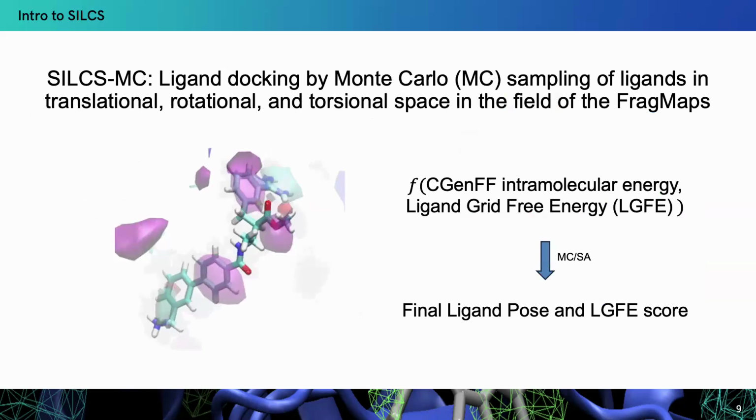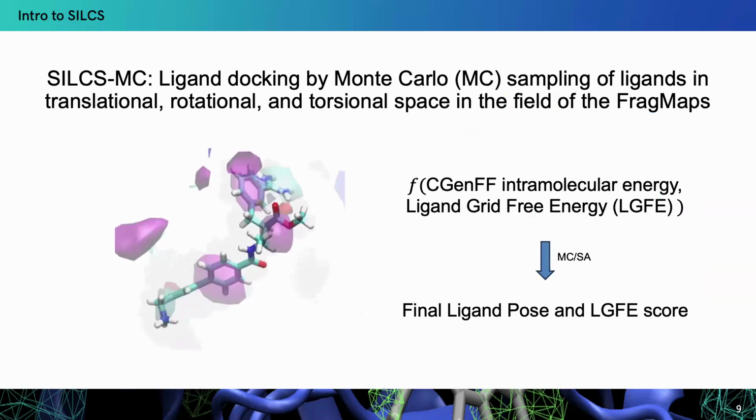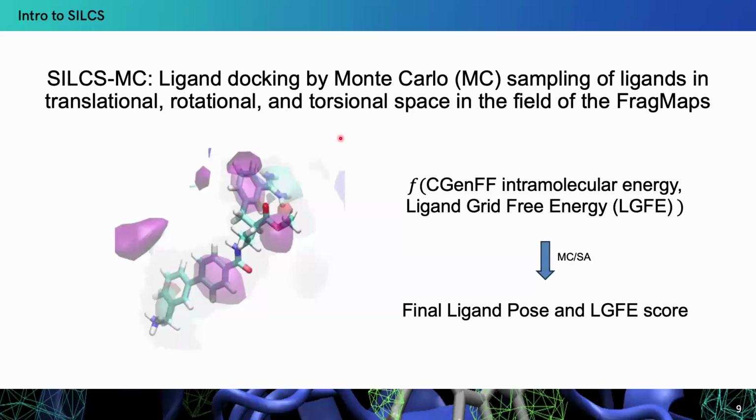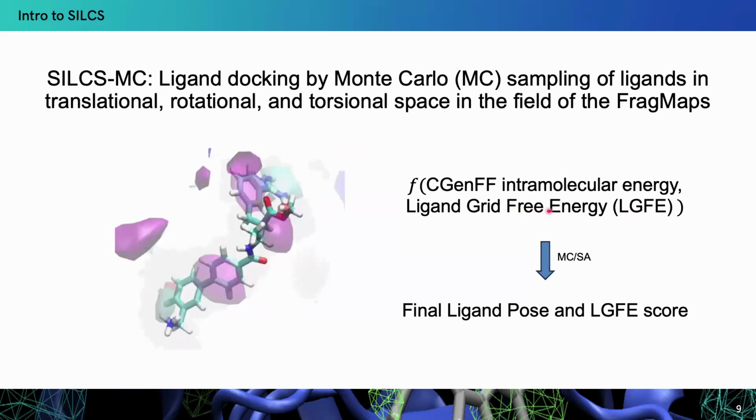The SILCS technology is not limited to overlaying ligands onto frag maps. We can also subject the ligand to conformational sampling using what we call SILCS Monte Carlo, or SILCS MC, docking. In MC docking, we sample the translational, rotational, and torsional degrees of freedom of the ligand in the field of frag maps. The Metropolis criteria uses the intramolecular energy of the ligand conformation and the LGFE to optimize the function of finding the best ligand pose and most favorable LGFE score.